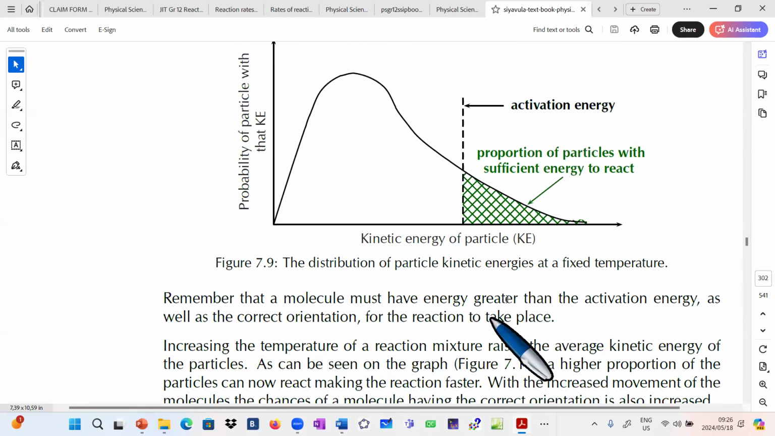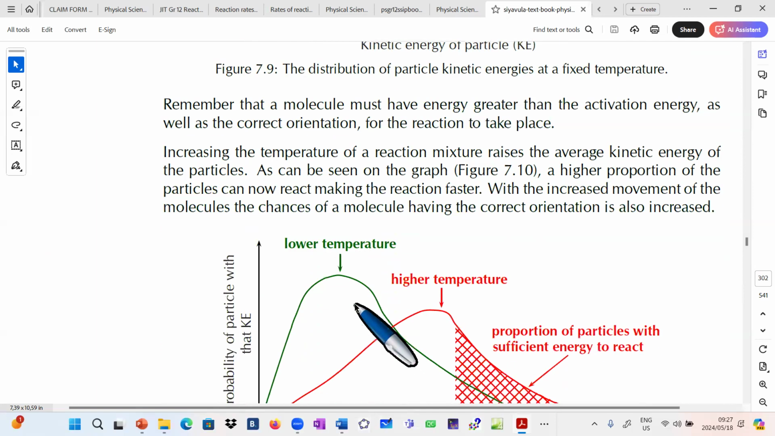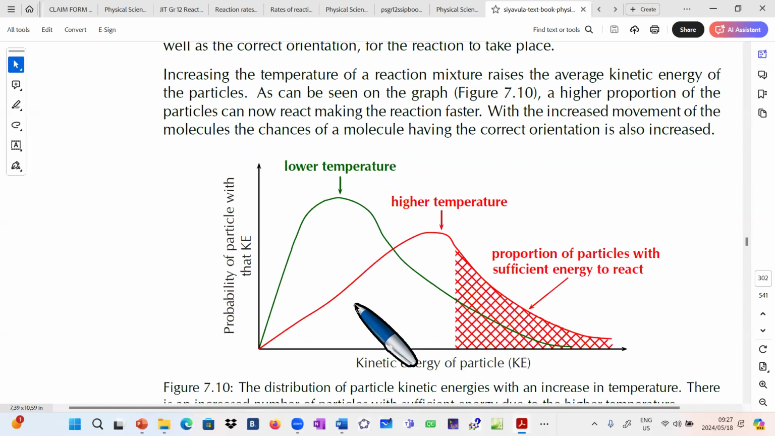Okay, so this is the curve at a fixed temperature. Probability of a particle with that kinetic energy, the kinetic energy of the particle there. The proportion of particles with sufficient energy to react: the reaction effectively takes place at energies greater than the activation energy there. Let us look at what happens next.